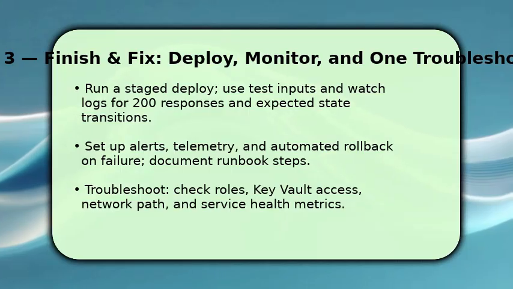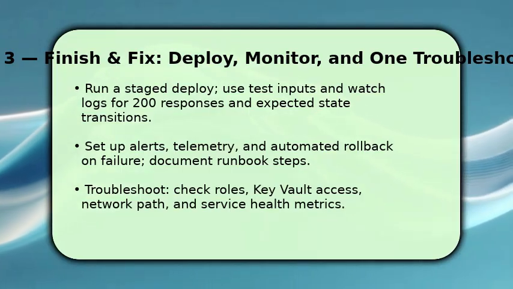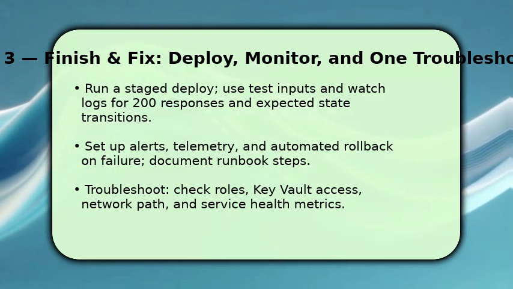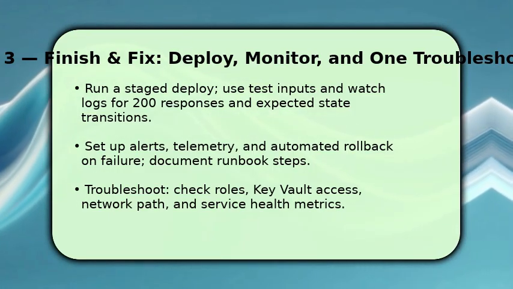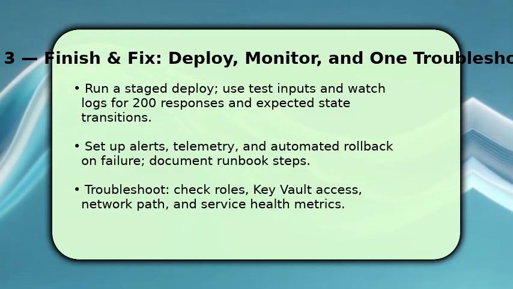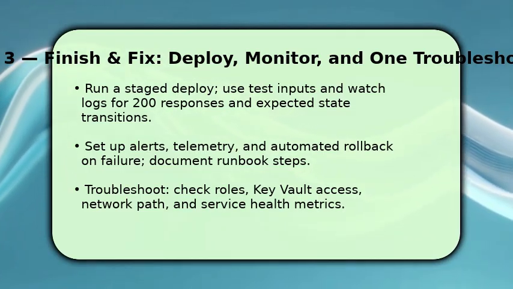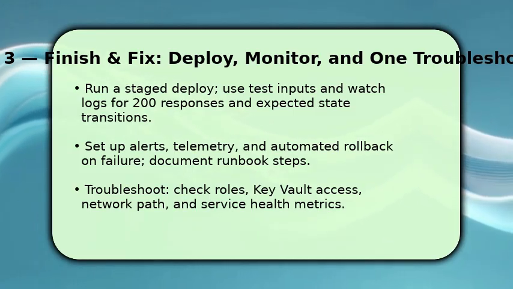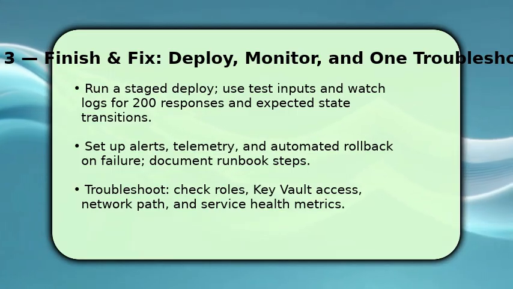You finish by deploying and validating the latch in production-like conditions. Execute a staged deployment with test inputs, then monitor logs and metrics for successful state transitions and 200 responses. This confirms both config and connectivity. Once verified, enable alerts, telemetry, and an automated rollback policy to catch regressions quickly.